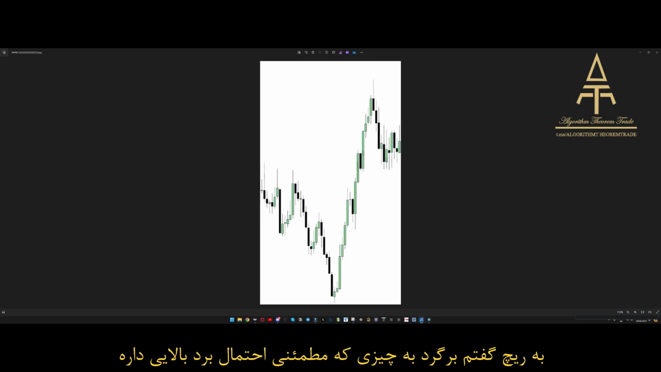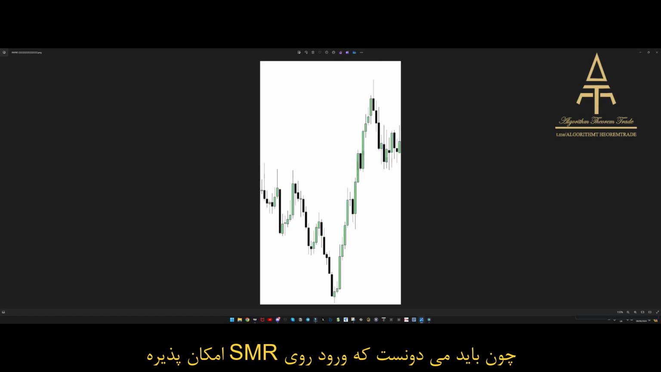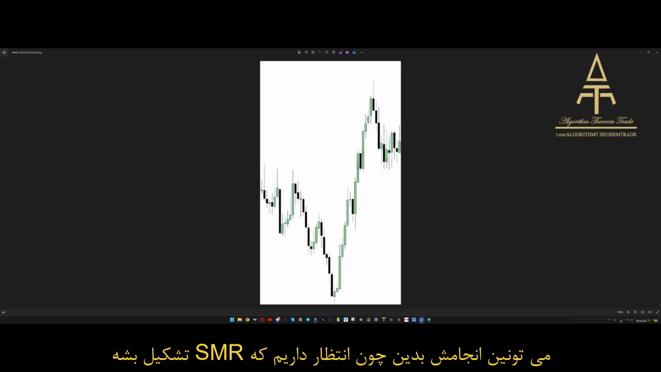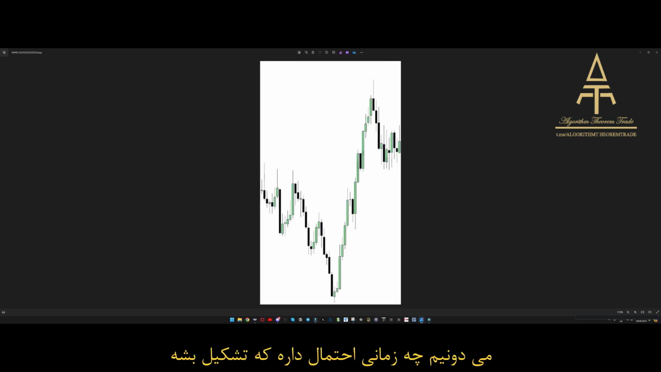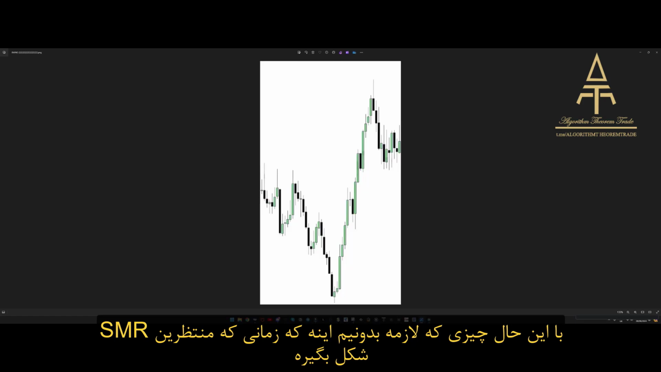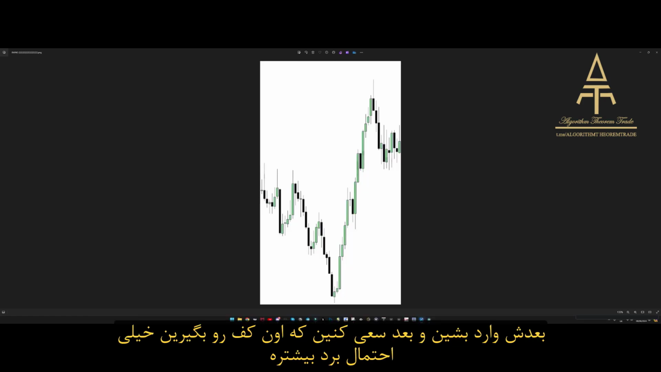I literally told Rich to go back to what he knows to be high probable, because you need to understand that it's possible to enter in the SMR. It's possible, you can do it, because we anticipate an SMR to form. Yes, we know when it's likely to form. However, it's way more probable when you wait for an SMR to form and then enter, than when trying to capture the exact bottom.